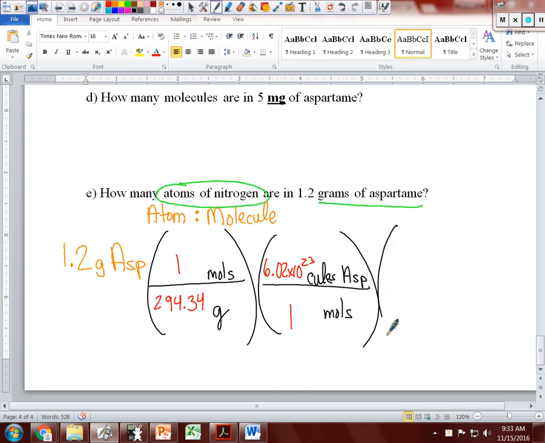So I know that I can't stop here. And you already know this. But if I want to get rid of molecules of aspartame, where can I put it? Bottom. Molecules of ASP. And here's the next step. Remember how I told you that anytime you ever see moles, excuse me, I did that wrong. Sorry. It's atoms. Sorry.